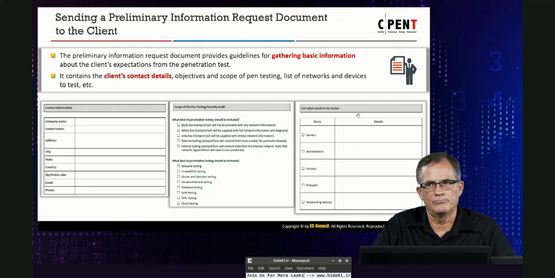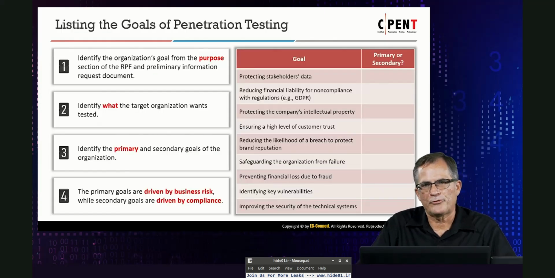So we have to have the networks, the devices, all the other types of information, what kind of testing they expect, all those types of things. The more information we can get from the client, the better we can tailor our cost based on the requirements and the work effort. The goals of the penetration testing, the organization's goal for the purpose section of the RFP: what are they looking for? What they want tested, and then the primary and secondary goals of what's going to take place when it's tested.